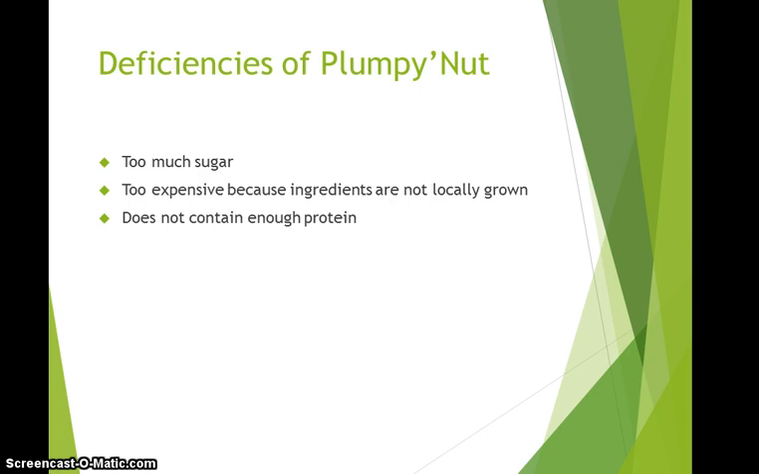The third deficiency we found was that none of the ingredients in Plumpy'nut were grown locally. This means that the ingredients have to be purchased internationally, which causes it to be very expensive. If the ingredients in Plumpy'nut were grown locally, ingredients would not have to be shipped as far, which would save a lot of money.